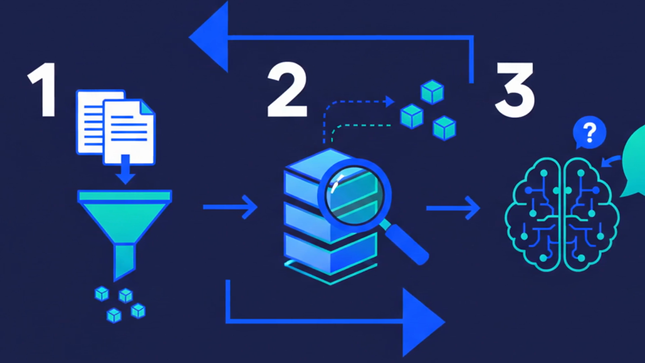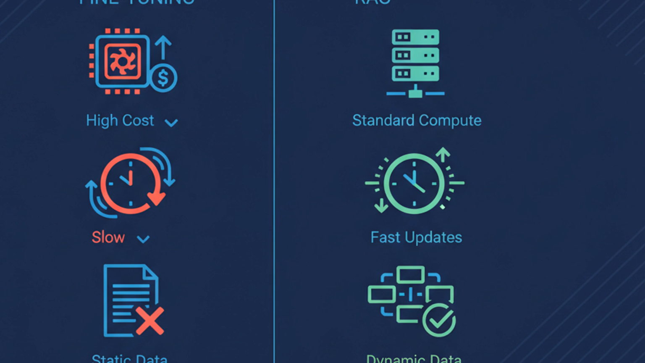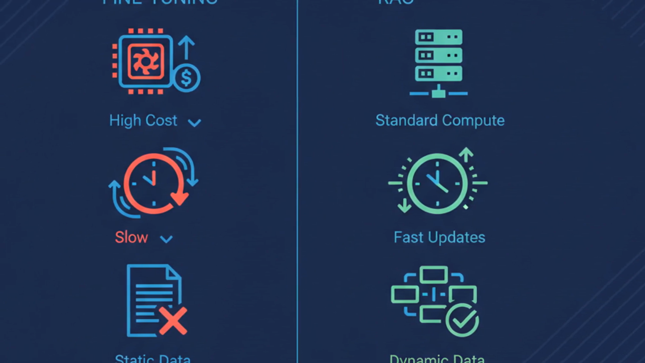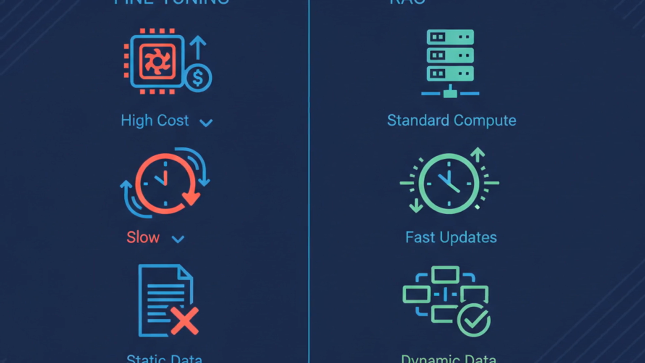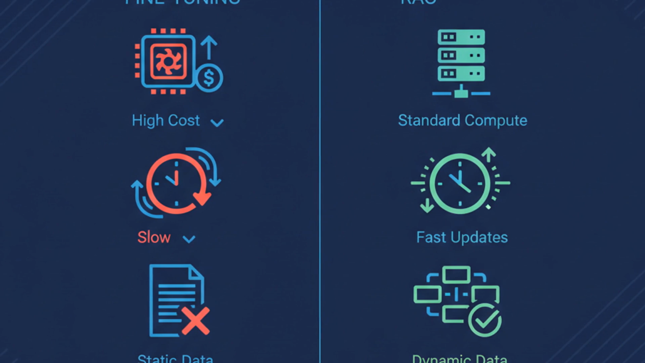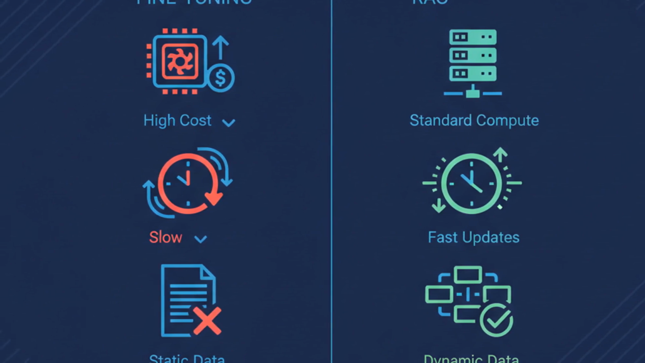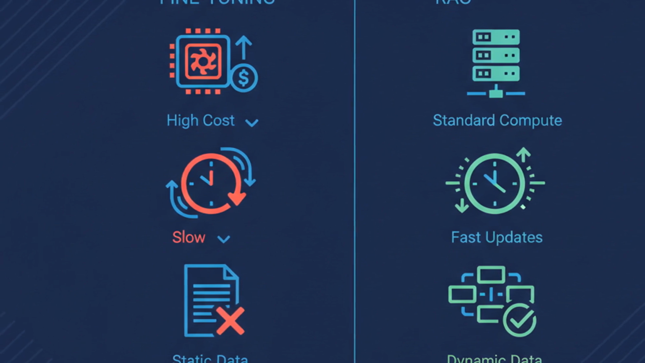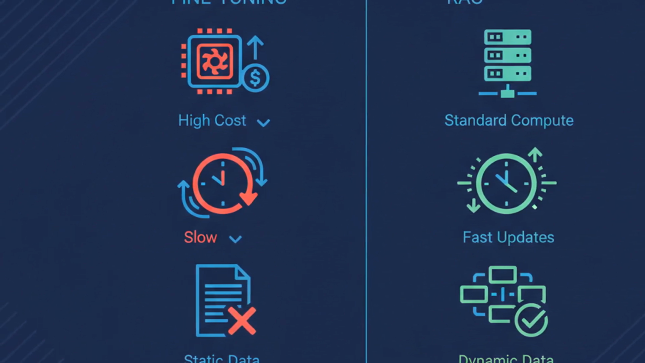Simple concept, powerful results. You might ask, why not just fine-tune the model on your data? 3 reasons. First, fine-tuning is expensive and slow. You need significant compute and expertise. Second, fine-tuning does not add factual knowledge reliably. Models learn patterns, not facts. Third, and most critically, fine-tuning cannot handle information that changes. Your product catalog updates daily. RAG handles this naturally because retrieval happens at query time, not training time.